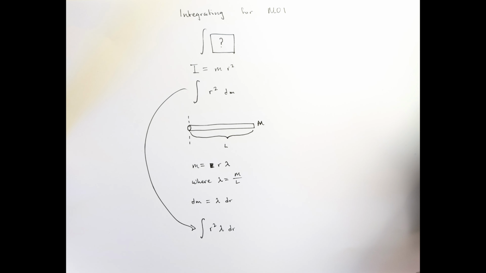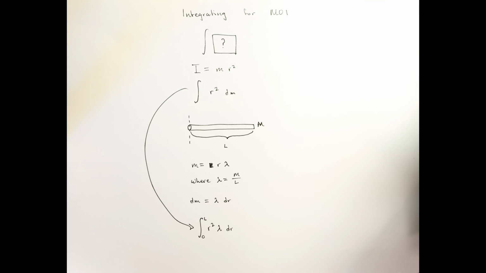So if we differentiate both sides of this expression, m equals r lambda, we get dm on the left equals lambda, because it's a constant that remains, times dr. And this equation is perfect because it allows us to substitute the dm in our integral for lambda dr. Since we are integrating this with respect to r, the bounds will be the origin, where we begin, which is 0, and the full length L of the rod that we're evaluating.